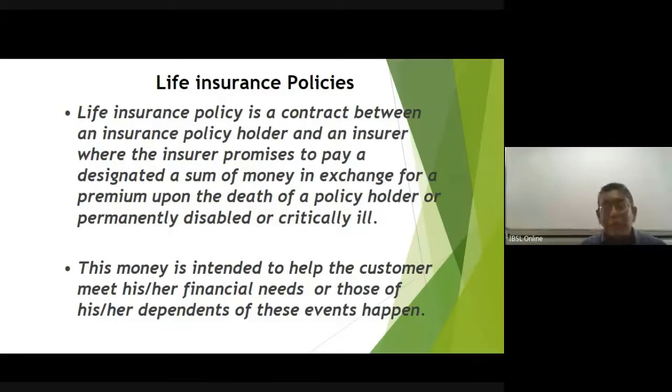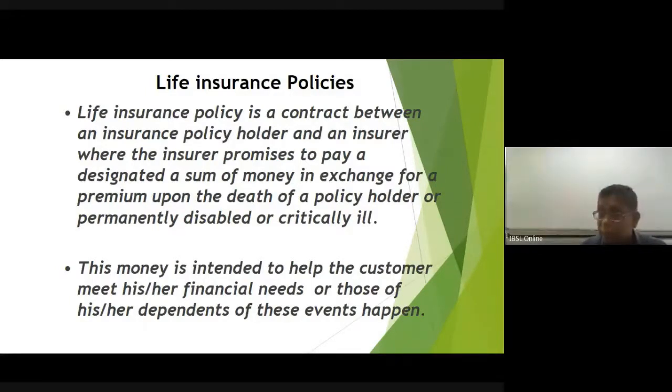Say, for example, you are taking a policy from Sri Lanka Insurance. Then Sri Lanka Insurance is the insurer, and if you take a policy from the insurance company, you become the insurance policy holder. It is a contractual relationship, a contract between the insurer and the policy holder. Now, what is the insurer promising to give? Some designated sum of money, right? They say, okay, if something happens to you, maybe death, I will give you that. This is a life insurance policy, no?